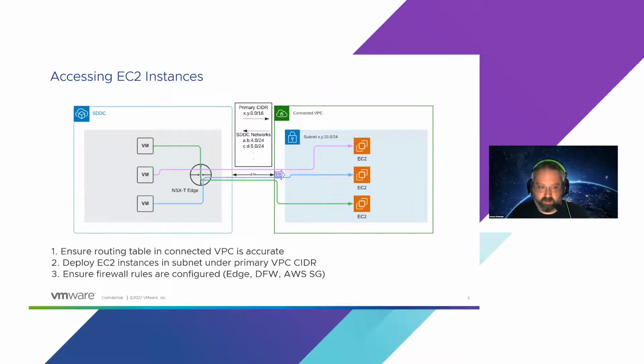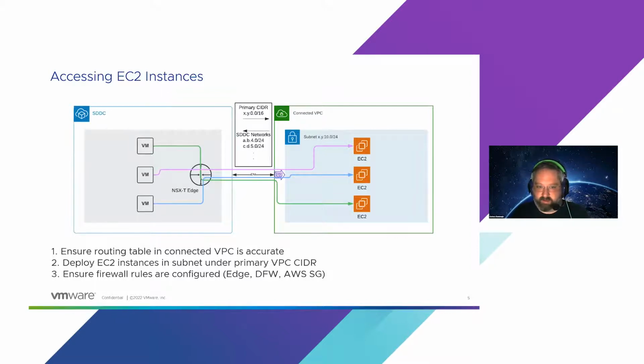So first of all, you can use it to deploy EC2 instances. It's just a native AWS VPC, and you can deploy EC2 into it and access those EC2 instances from your SDDC. So if you have certain applications you want to run in native AWS, but they're part of a subset of an application where you have VMs also running in the SDDC, they can work together and communicate with each other seamlessly. And I'm going to go into the details here.